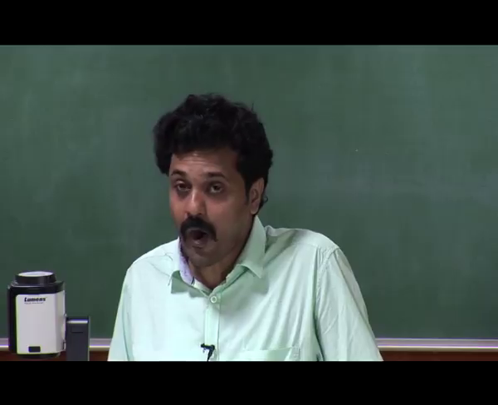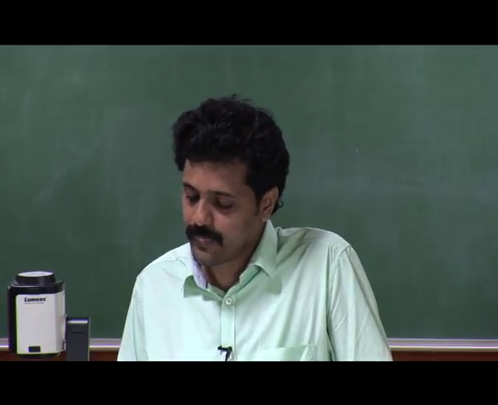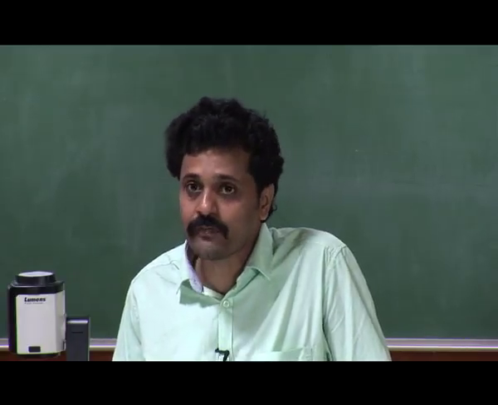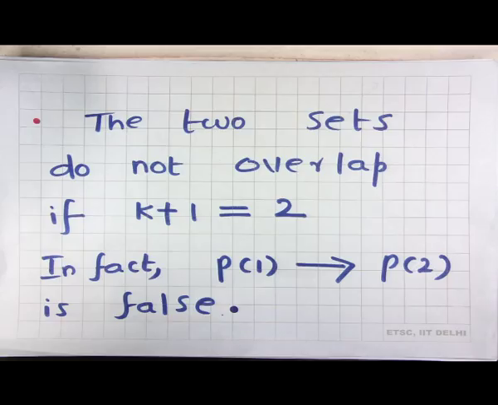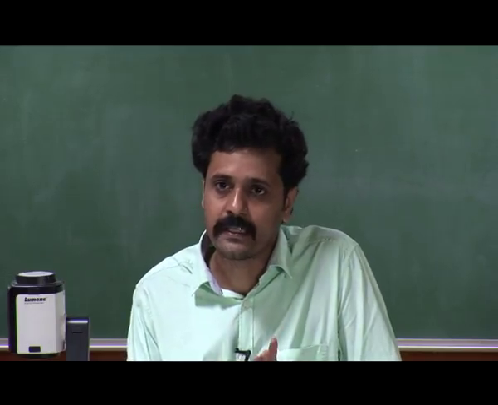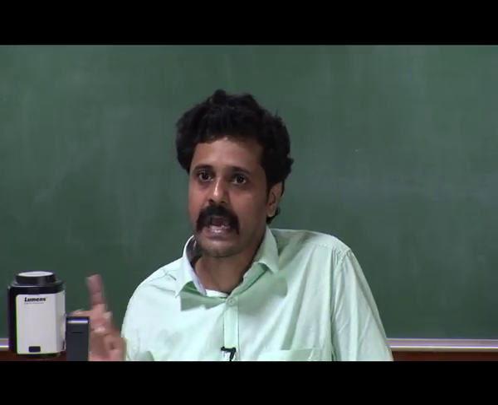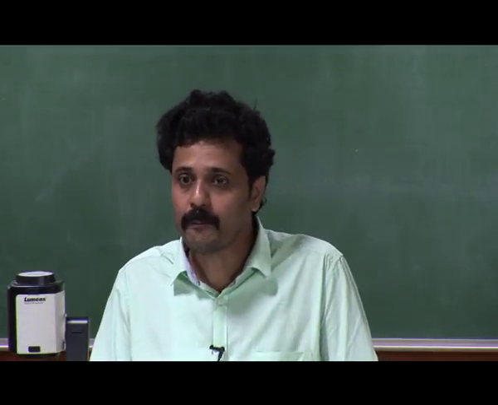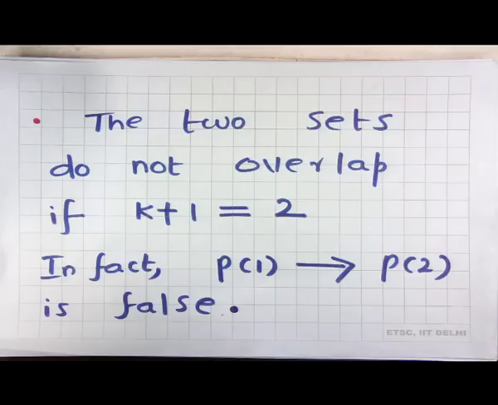That is, the argument for the inductive step, namely assuming P(k) is true and deriving that P(k+1) is true, is not correct because of the fact that we used that the first set of k and the last set of k have one element in common. That may not be true. In fact, P(1) implies P(2) is false here. So, that is the mistake in this proof.